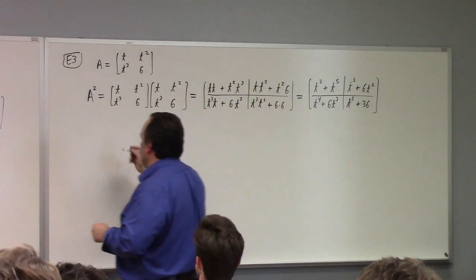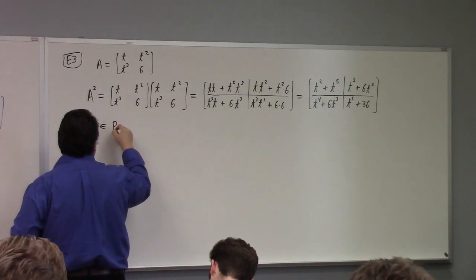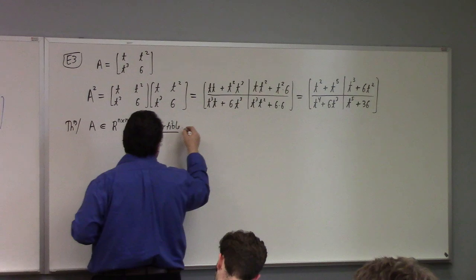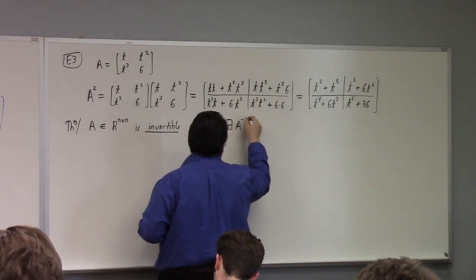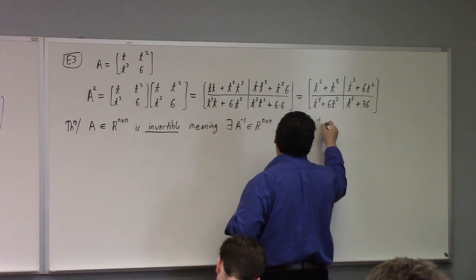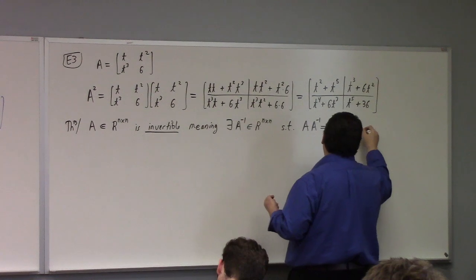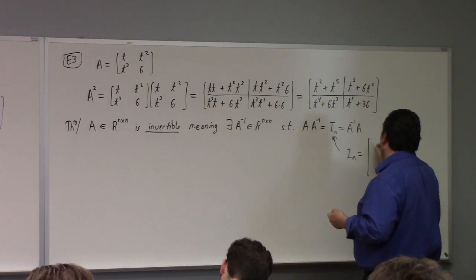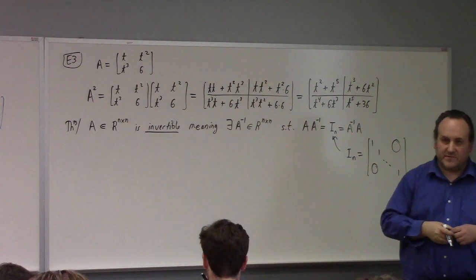So here's a theorem for you. An n by n matrix A is invertible, meaning there exists A inverse, an n by n matrix, such that A times A inverse is equal to the identity matrix, which is also equal to A inverse times A. This identity matrix is ones down the diagonal with zeros everywhere else. This is the n by n identity matrix.